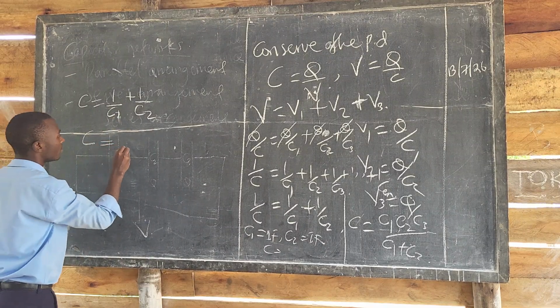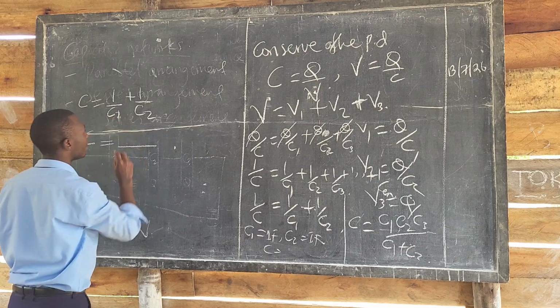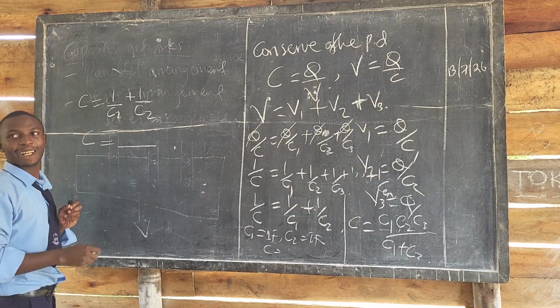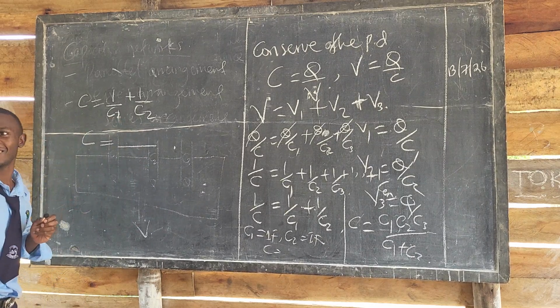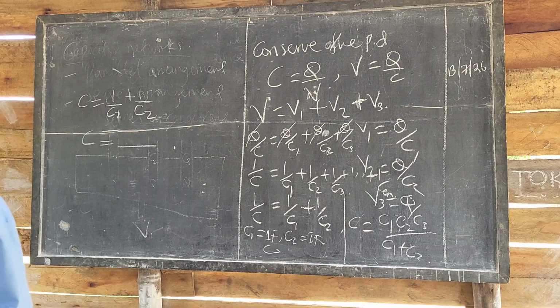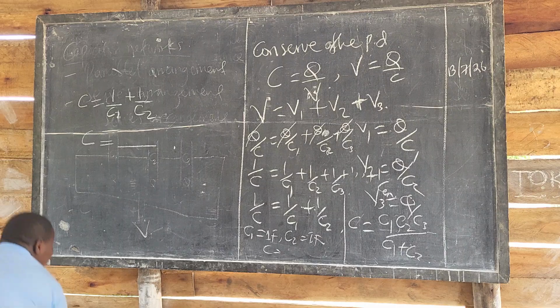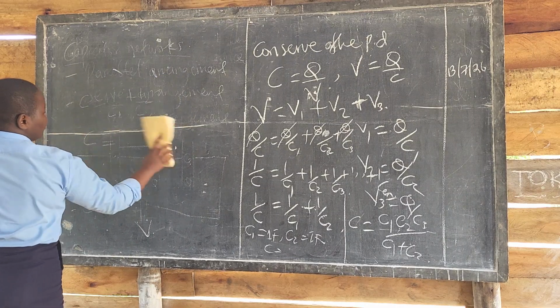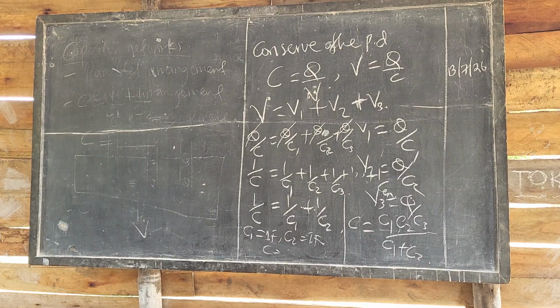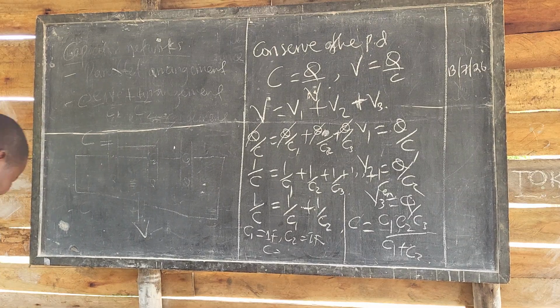C is equal to. Should we give him more time to take us, or he stops there? Because he's already wrong. Give the microphone to someone who thinks they can take us through. You come and take us through. So you put it on top of the desk.